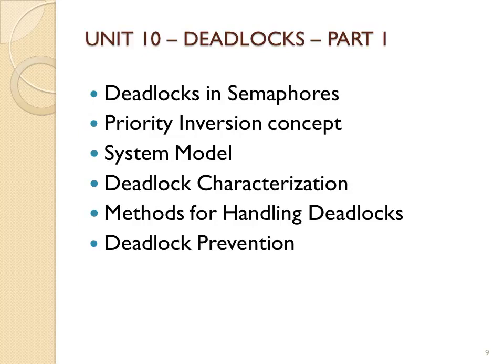So in this section, we talked about deadlocks and semaphores and how that could happen. We talked about priority inversion, and that's when a higher priority task is waiting on a lock that's held by a lower priority task. We talked about the system model and the request, use, release idea. We talked about deadlocks and methods for handling deadlocks: avoid or prevent, detect and recover, or ignore the problem. And then we elaborated on deadlock prevention.